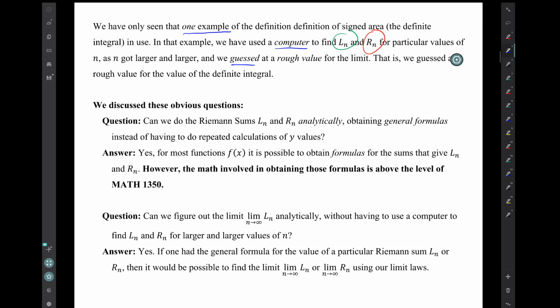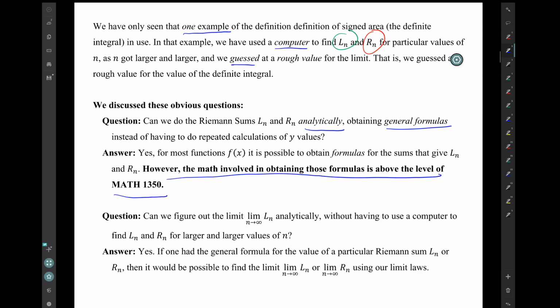So in a previous video, we discussed these obvious questions. Can we do those sums analytically, obtaining general formulas instead of having to do repeated calculations of y values? And the answer was yes. It is possible, but not at the level of Math 1350. The math involved in obtaining those formulas is above the level of this course.